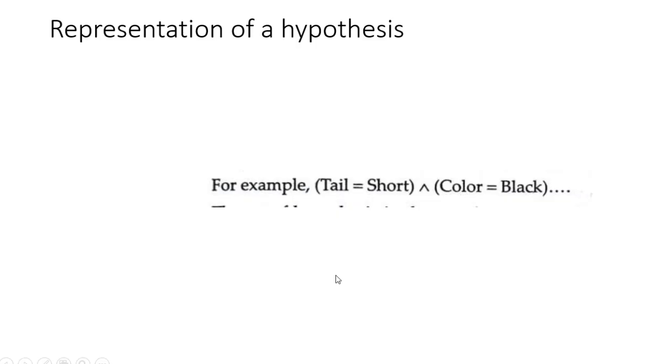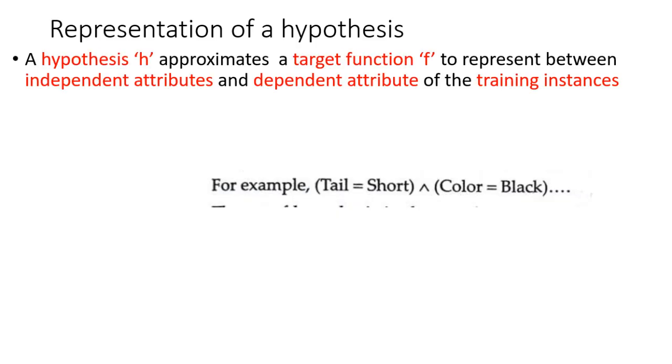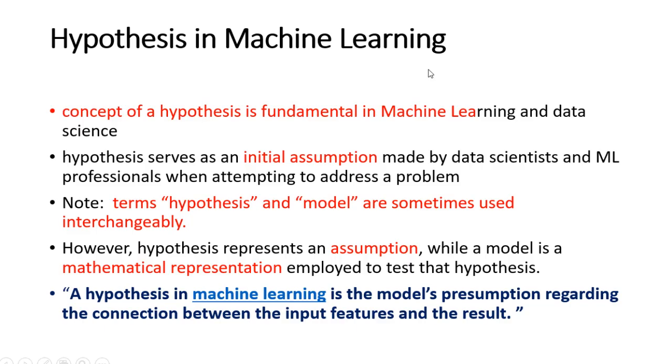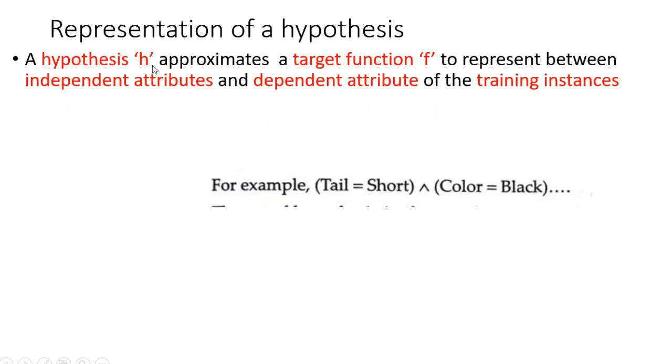Let's now try to represent hypothesis. Hypothesis, which is represented by small h, approximates a target function. As I said, hypothesis represents an assumption. It represents a connection between the input features and the output result. So hypothesis, let's represent it with small letter h. It approximates the target function. Basically, it represents the relationship between the inputs. In the inputs, I can have independent attributes. I can also have dependent attributes.